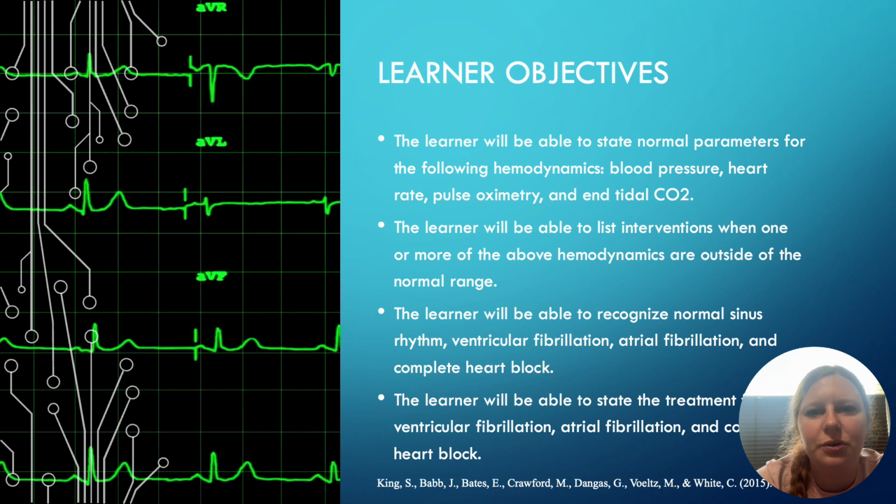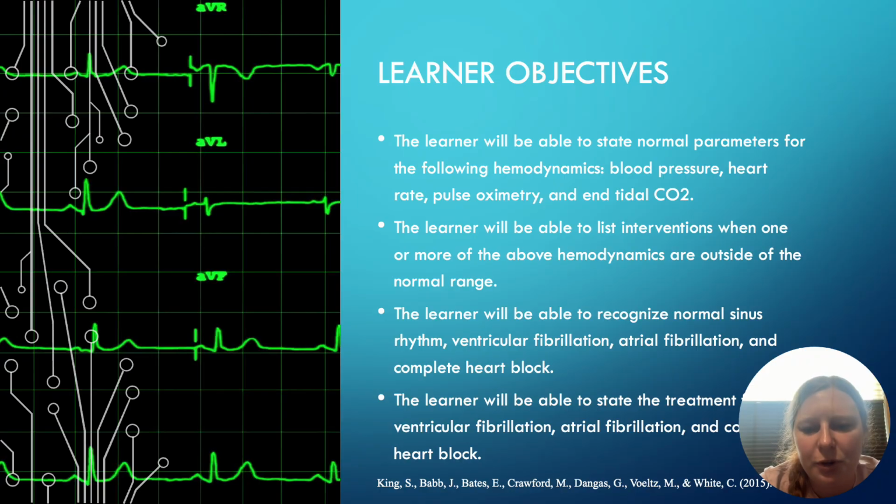Learning objectives are used to create a clear roadmap for the learner, ensuring a focused and practical learning experience. These objectives are to clarify what the learner should know once the course is complete. The learning objectives for this course are: the learner will be able to state normal parameters for the following hemodynamics: blood pressure, heart rate, pulse oximetry, and end tidal CO2.